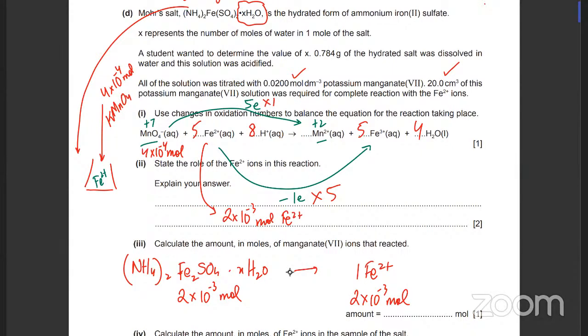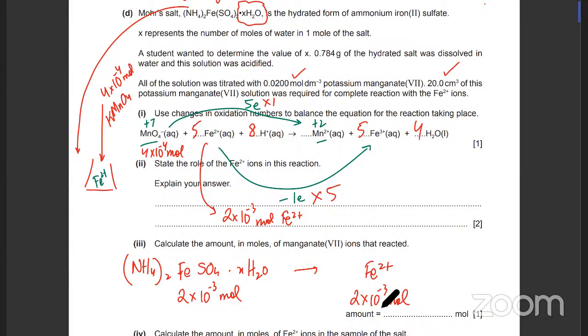If it was, let's say, Fe2SO4, then in that case the ratio would have been 1 Mohr salt producing 2 Fe2+ ions. So if you had 2 times 10 to the minus 3 moles of Fe2+, the amount of Mohr salt would be 1 times 10 to the minus 3. It's going to be 2:1. One of them would produce 2 Fe2+. But in this case, it's exactly 1:1. 1 Mohr salt produces exactly 1 Fe2+.